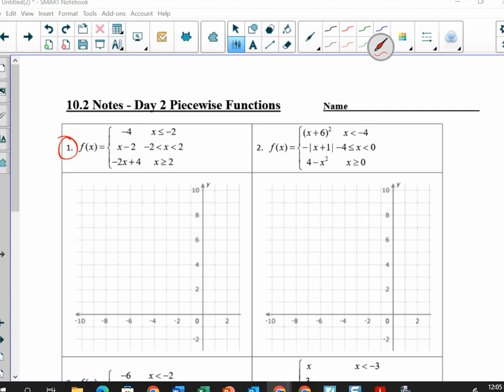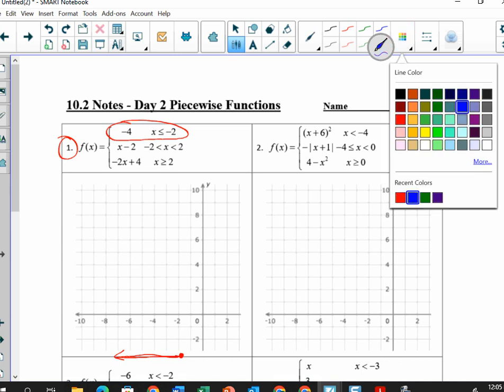Do we see that my grid is a little weird? I don't know why that happened up here, but yours is normal, right? You have the normal. Okay. So the first line, -4, what is that? Just like a horizontal line, right? Okay, so down at -4, which is somewhere down here, I'm going to make that a filled-in dot, and then it goes that way. Are we okay with that piece? Yes. All right. Middle piece.